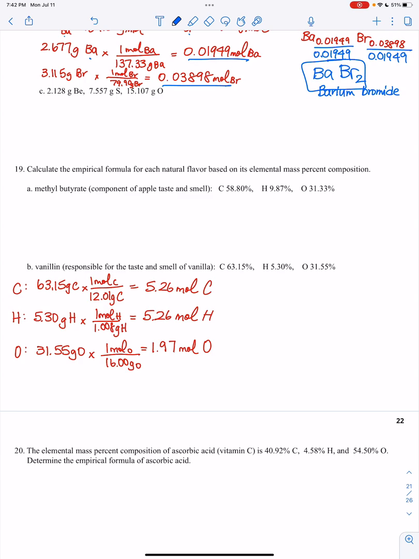All right, 19. This one just wants empirical formula. I did most of the steps for us here. So I'm going to do 19B, vanillin, responsible for the taste and smell of vanilla. I have 63.15% carbon, 5.3% hydrogen, 31.55% oxygen. So I have my moles here. I automatically converted those percentages to grams, so done. I converted those grams to moles, done. I have my moles. Now I'm going to divide by the smallest moles. I'm going to show you another way here. I'm just going to quickly divide all of these by the smallest moles of 1.97. Hopefully you see that the smallest moles here is 1.97. So I divide all of them by 1.97.